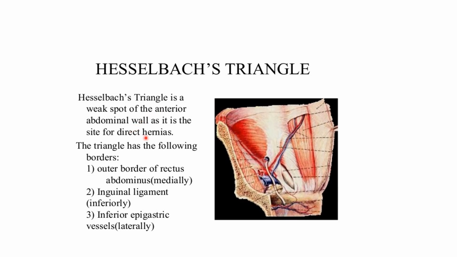So what is Hasselbeck's triangle? Also known as the inguinal triangle, it is a weak spot of the anterior abdominal wall, and it has boundaries. It has the shape of a triangle, and it has two margins, medial and lateral boundaries, and an apex and the base. For that I will jump over to the next slide to describe the boundaries of Hasselbeck's triangle, which are more visible over there.